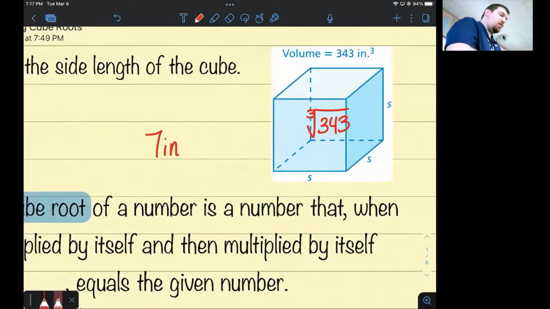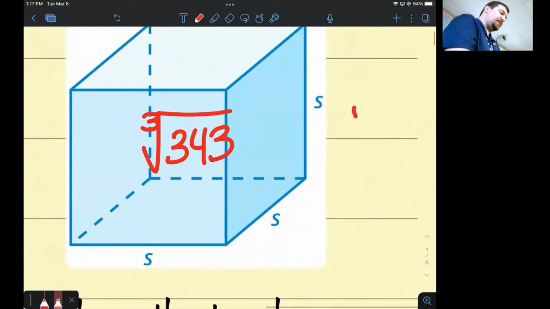By the way, we don't actually draw this when we draw a square root symbol, but a square root symbol technically has a 2 up there. The reason we don't draw the 2 is because that's pretty much implied. But you could cube root something, you could root something to the 4th power, you could root something to the 5th power. Really, the power doesn't matter.